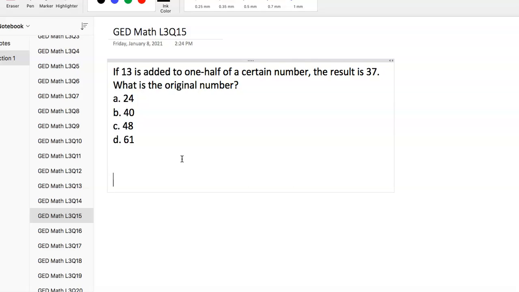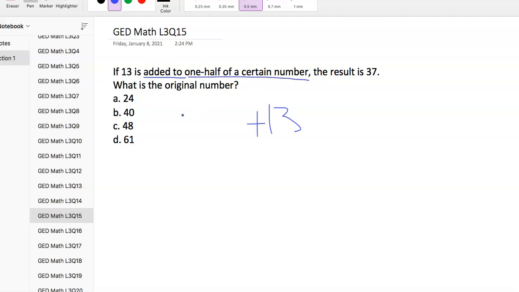Okay, another small word problem where they want us to turn this into like an algebraic statement. If 13 is added to 1/2 of a certain number, the result is 37. What is the original number? Okay, so I just like to write this out, right? So 13 is added to. Okay, so I don't know what else they're going to ask me. I can't remember at least. Right, so I just have a plus 13 in here. And then the next thing it says 1/2 of a certain number. Okay, 1/2 of something. They won't tell me what it is, so we'll just call that X. The result is, so that's equals 37. Okay, what is the original number?